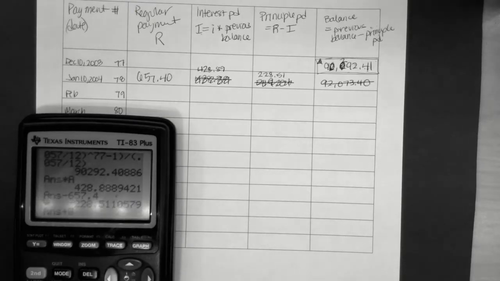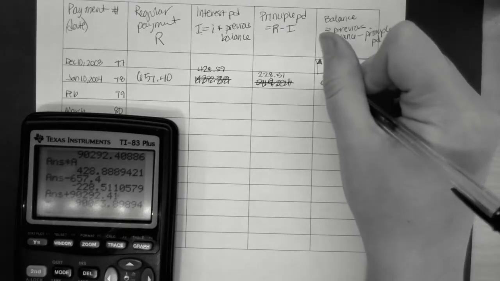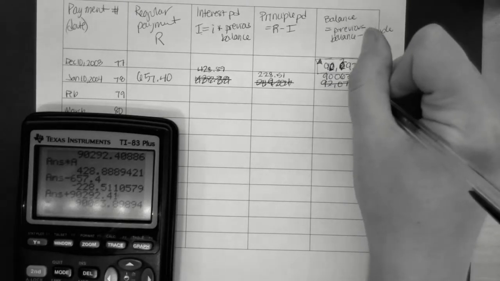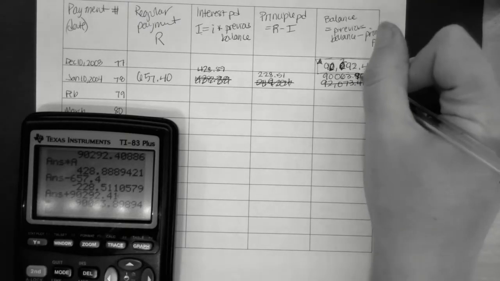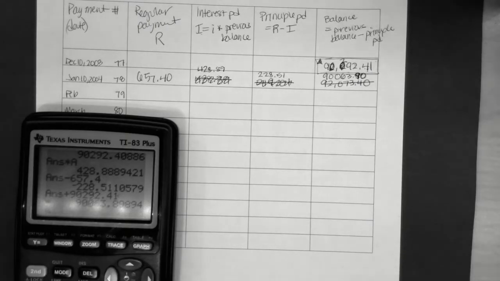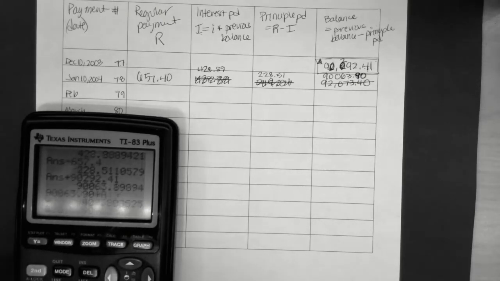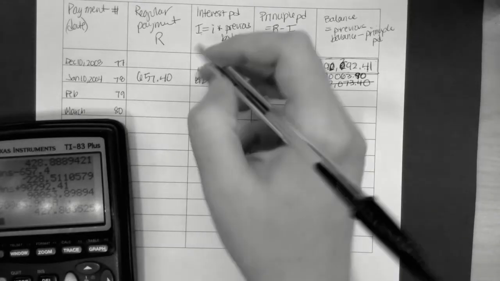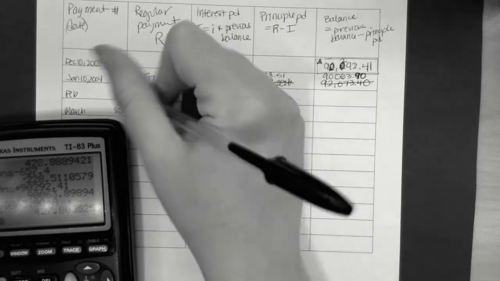So then our principal is 90,063.90. And then we do it again. So we take 90,063.90, multiply it by our periodic rate to get our next interest amount.